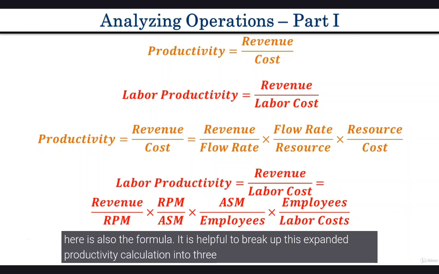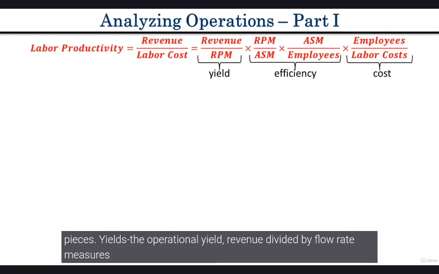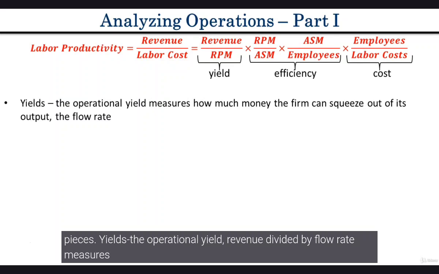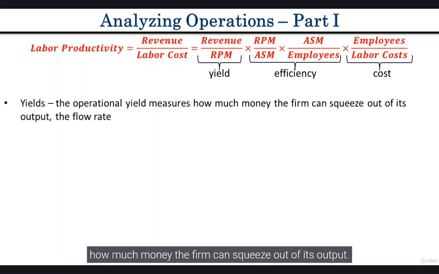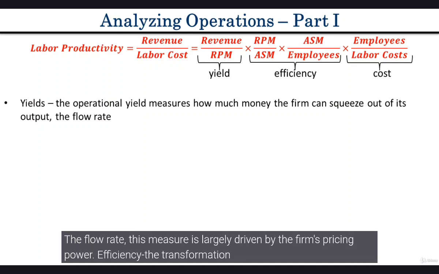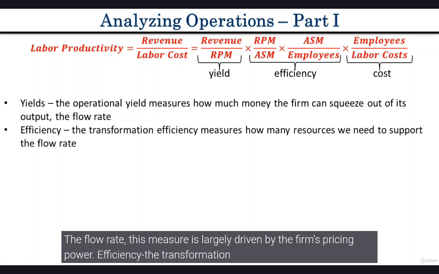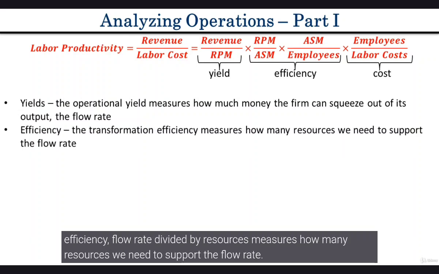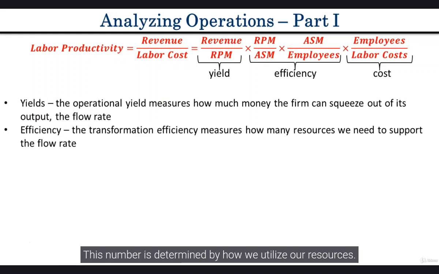It is helpful to break up this expanded productivity calculation into three pieces. Yields, the operational yield, revenue divided by flow rate, measures how much money the firm can squeeze out of its output, the flow rate. This measure is largely driven by the firm's pricing power. Efficiency, the transformation efficiency, flow rate divided by resources, measures how many resources we need to support the flow rate. This number is determined by how we utilize our resources.